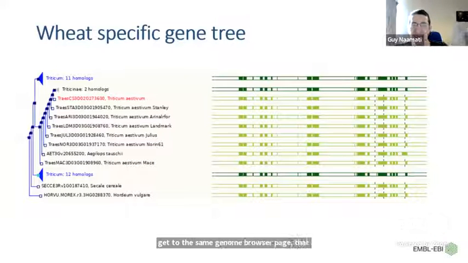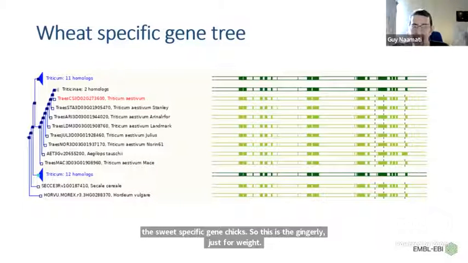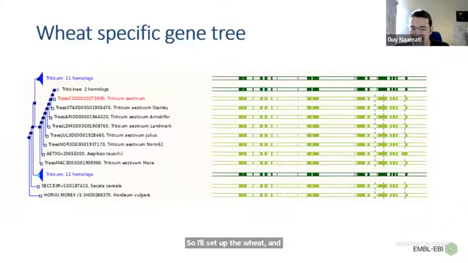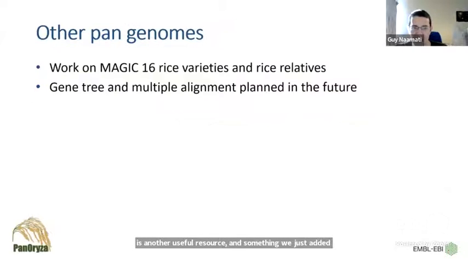Another nice thing is that we have this wheat-specific gene tree. So this is a gene tree just for wheat, with the wheat cultivars and also other wheat wild relatives. This is another useful resource and something we just added recently and very useful to the wheat community.